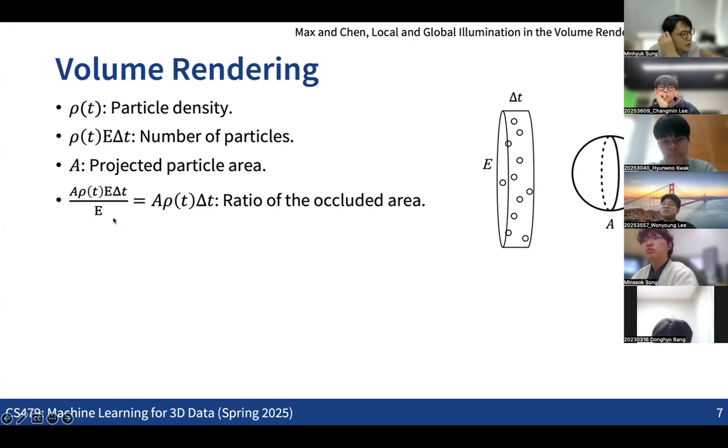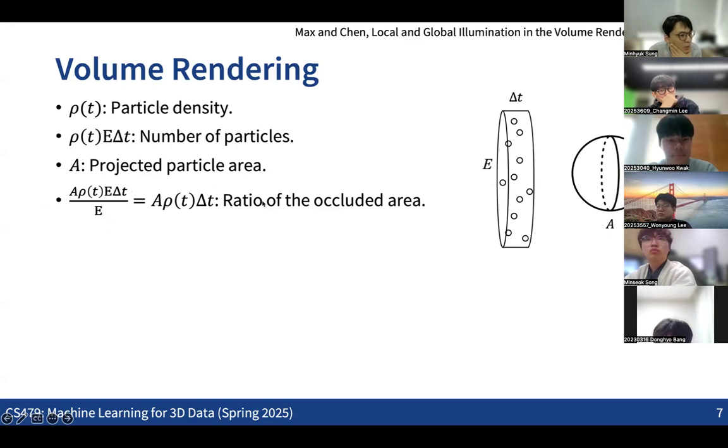So basically what we can see is that the numerator here is showing the sum of the projected area of the particles. We are multiplying the A by the number of the particles here. So you can see that this is the sum of the projected area of all the particles that exist inside of the slice. Okay.